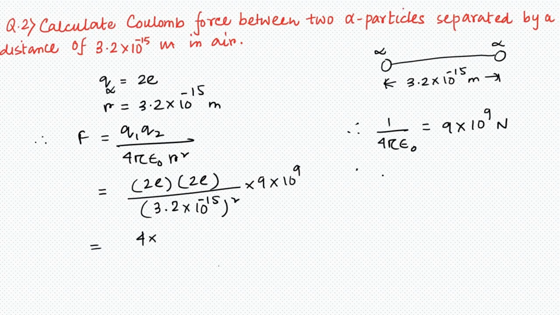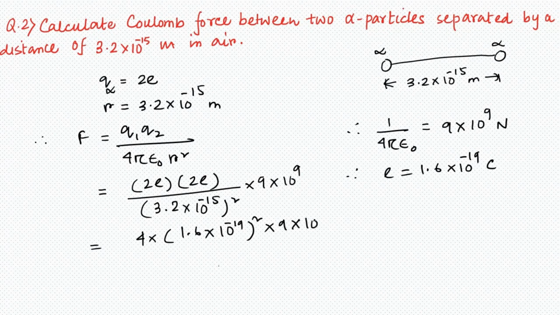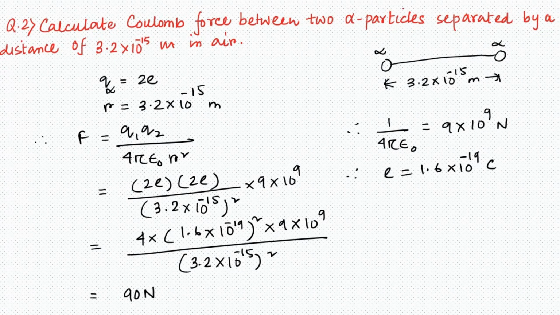Now e means the value of e is 1.6 into 10 to the power minus 19 Coulomb. So this would be 1.6 into 10 to the power minus 19 square into 9 into 10 to the power 9 divided by 3.2 into 10 to the power minus 15 square. And after calculating this, we will be getting 90 Newton. So this is our answer. So the Coulomb force between two alpha particles separated by a distance of this many meters in air would be 90 Newton.